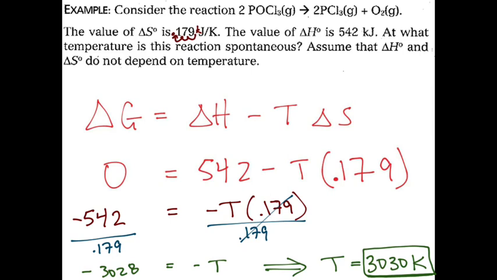The answer isn't just this idea, 3030 Kelvin. I want to think about what it means. That means for this reaction, there's a temperature at which it switches from favored to non-favored. Let's go back to the chart we just wrote to think about.